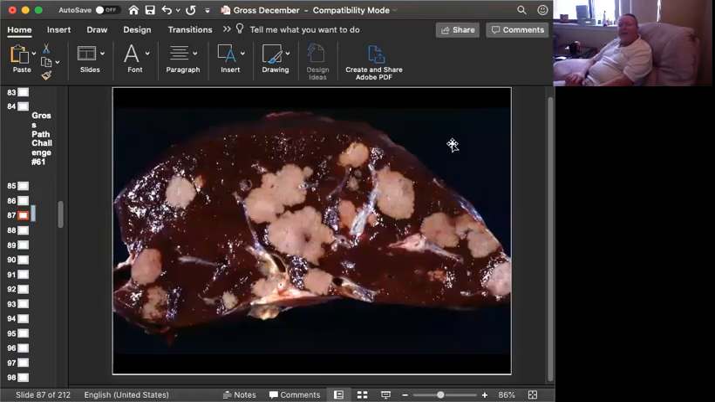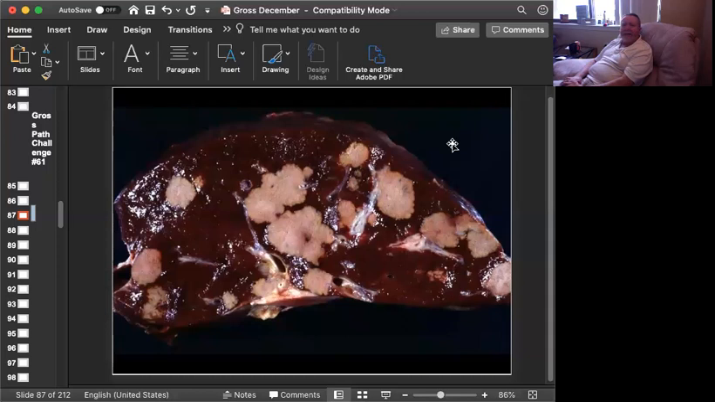This is tissue from a springbok, which is a gazelle-like animal. Tissue from a springbok. It is an exotic ruminant. And I'd like a morphologic diagnosis and a cause.